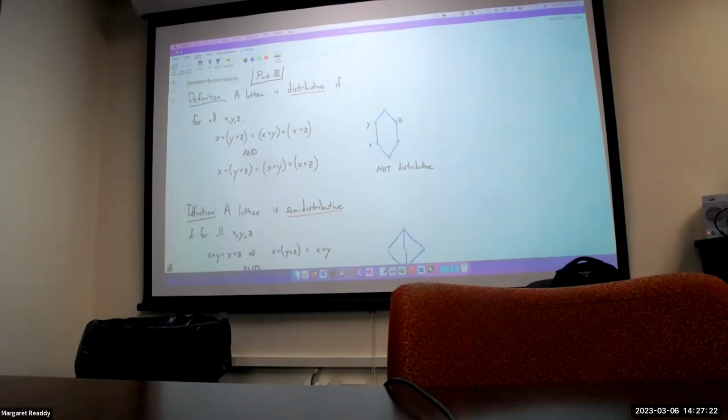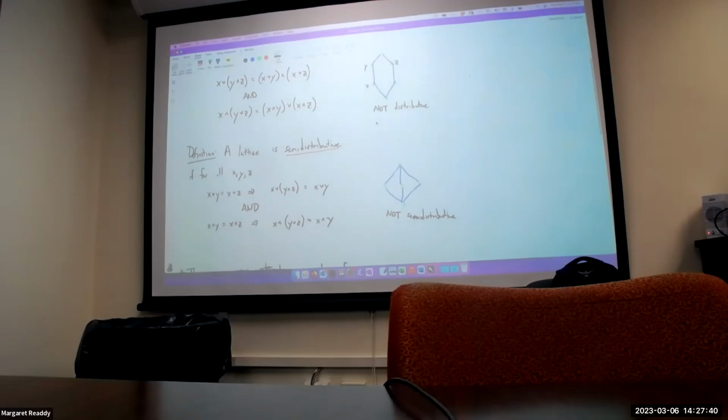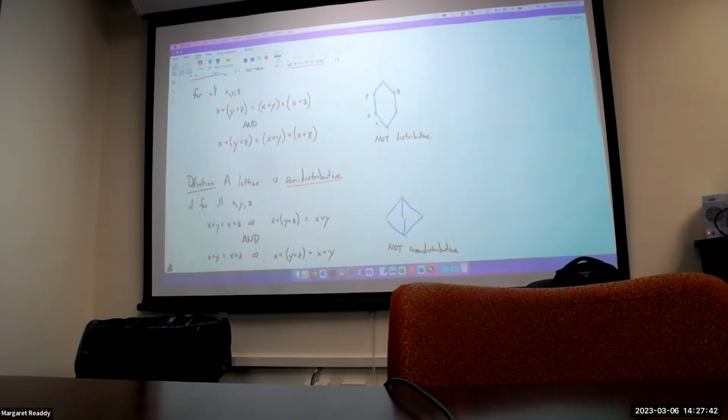The distributivity law fails, right? If I do the meet of X and Y and Z, I get to the bottom element, join that with X, I get down to X. Whereas if I do joins with X with each of the elements individually, I either get to Y or I get to the top element, and their meet is Y. So I get not equal. So not distributive. It is, however, semi-distributive.